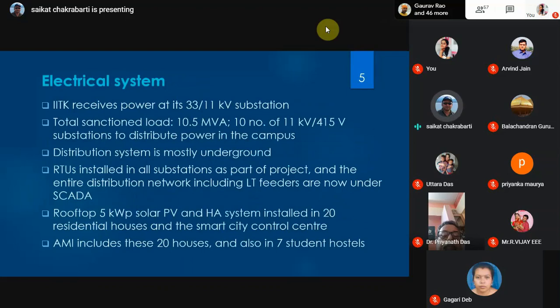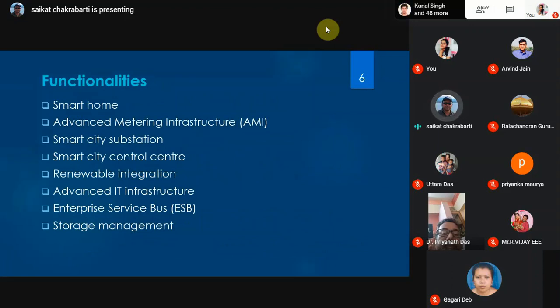A little bit about the electrical system that we have. We already touched upon these. We have RTUs installed in all the substations. And AMI is actually not only 20 houses, as I mentioned, almost 50-60 installations. We have AMI now, and all the student hostels are covered with smart meters now. So these are the basic functionalities we are working on in this smart city project. Smart home, advanced metering infrastructure. We have upgraded some of the substations.